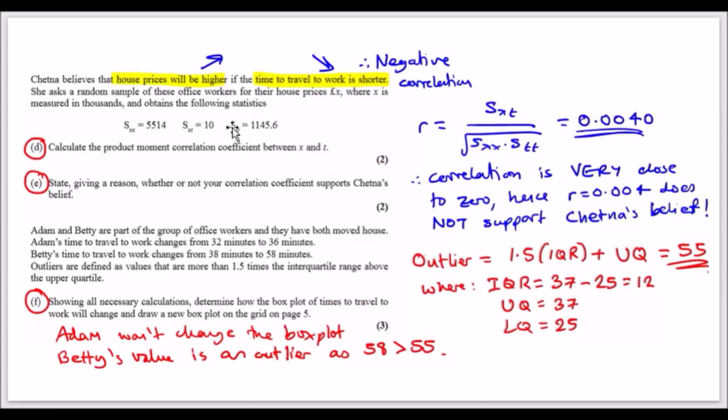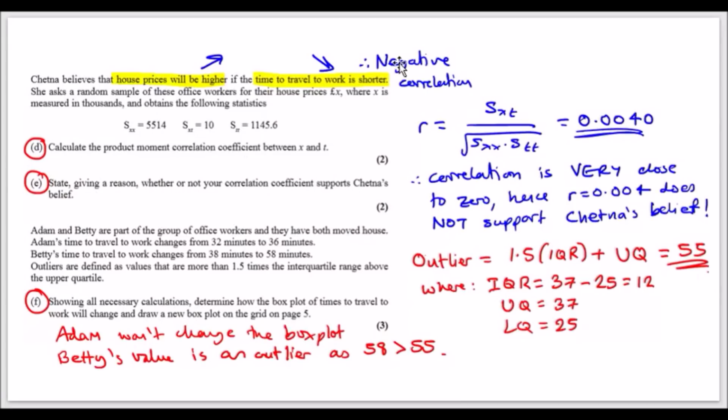So we got the usual stats. Now, calculate the r value between x and t, the correlation value. Here is the standard formula: r equals Sxt over the square root of Sxx and Stt. Since we got all the values, just smash it in and you realize you have a correlation which is so small, practically 0. Now, state giving a reason whether or not your correlation supports Chetna's belief.